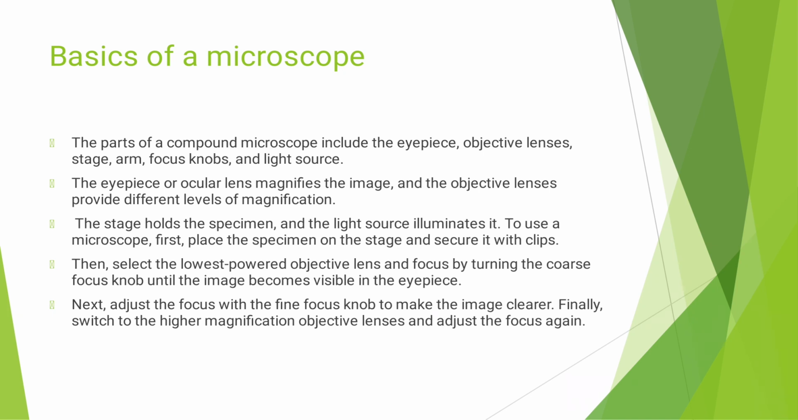To use a microscope, we need to place the specimen on the stage and secure it with clips. Then select the lowest powered objective lens and focus by turning the coarse focus knob until the image is visible through our eyepiece. Next, we use the fine focus knob, which will make the image clearer. Finally, switch to higher magnification objective lenses and focus again.